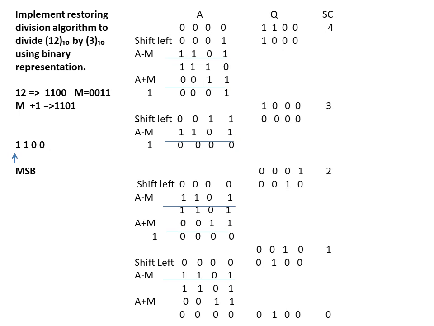Since the sequence counter becomes 0, we have to stop our operation at this position. Whatever is stored in Q register is the quotient, and whatever is stored in the A register is the remainder. So when we divide 12 by 3, the quotient is 4 and the remainder is 0. So I hope you understand this restoring division method.